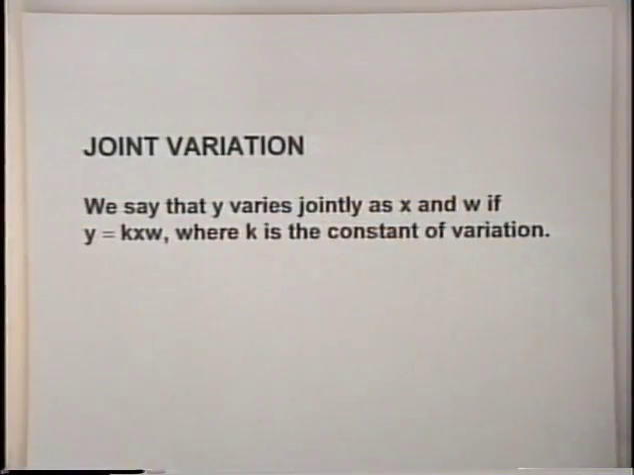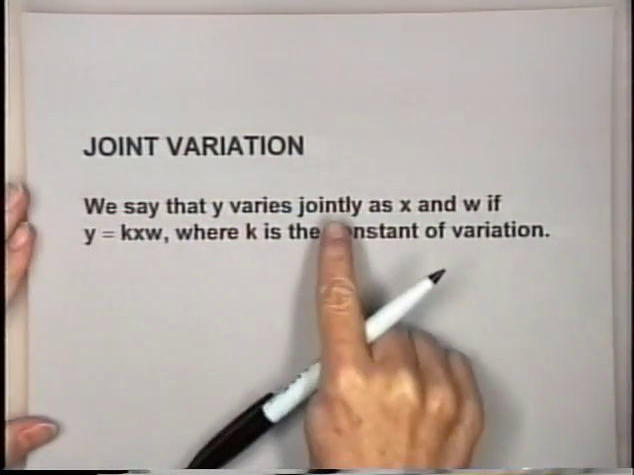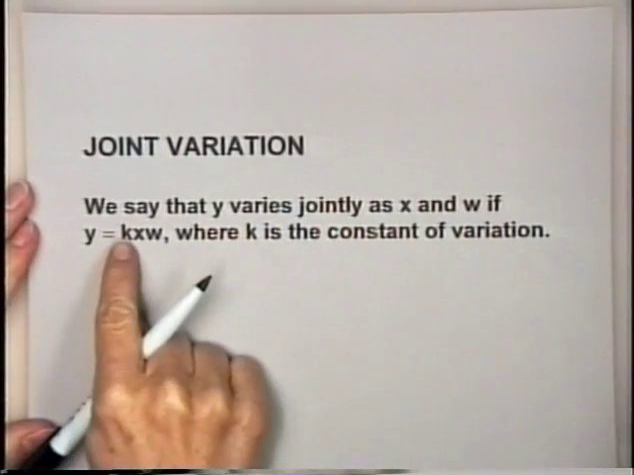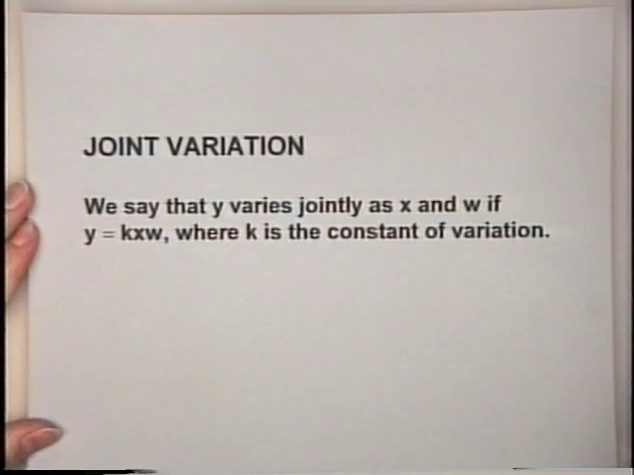There is one additional type of variation that we're going to look at, and that is called a joint variation. Now, when you have a joint variation, what that means is that you have one quantity that is varying in relationship to 2 or 3 or more quantities rather than just one other quantity. Let's take a look at that definition. Joint variation. We say that y varies jointly as x and w if y equals k times x times w, where k is the constant of variation. Notice jointly as two different things. So we have our constant times 2 other variables here.